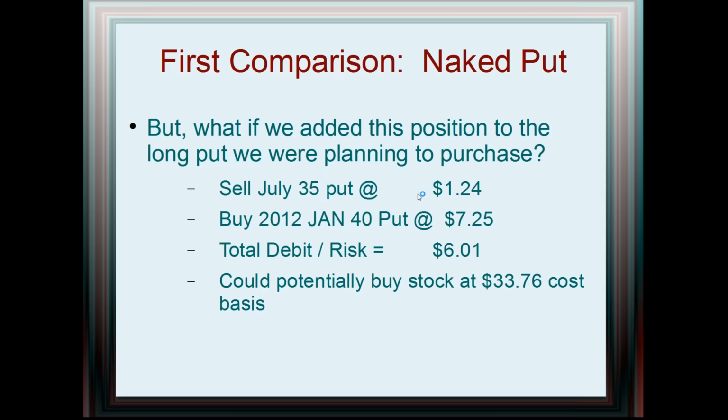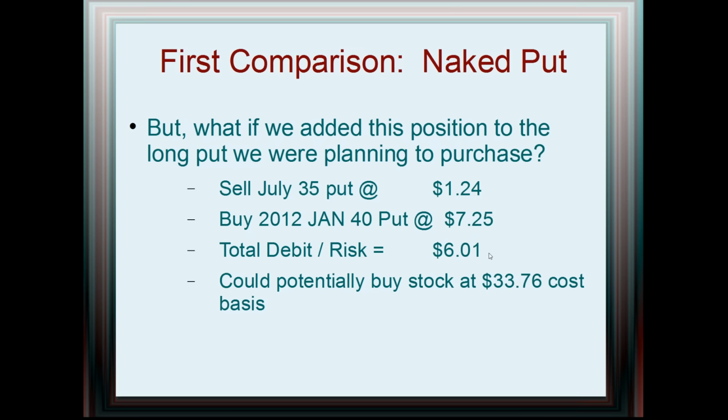So no one wants to do that. You want to protect maybe this naked put position. So you'd say, okay, Mike went into PXP, bought 100 shares of stock at 35.08, bought a January 40 strike put for about $7.25. What if I did the same combination but used the naked put instead? So instead of buying the stock and putting out $3,500, you're going to sell the July 35 put at $1.24. You're going to buy the same protective put that I bought at $7.25. So now your total debit into the position is only $6.01. If you did one contract, you'd have $600 allocated to the position.